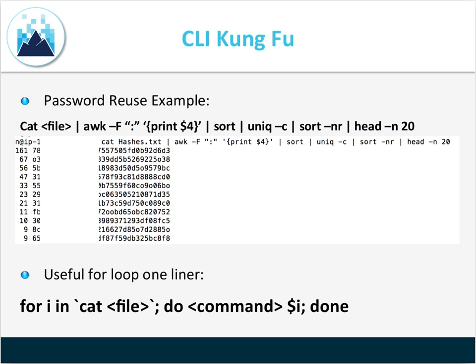Then we also have down here this useful for loop, which is just a for i in cat file, which usually contains like IPs or URLs. Do this command and done. And that's really useful for tools that don't take in a list of IPs or URLs. They just take a single IP, or you can for loop through it. And I find that very useful in a lot of tools.